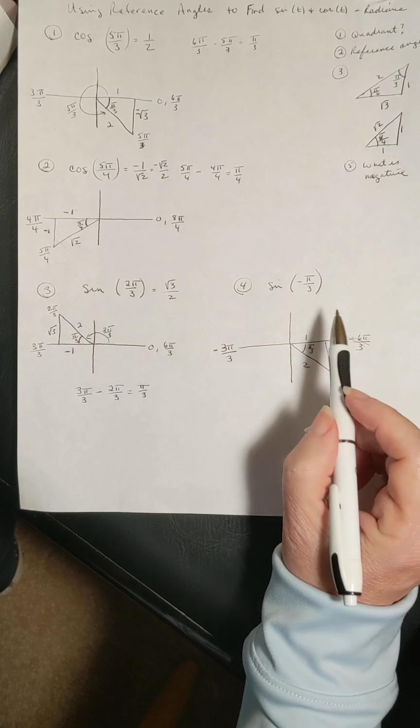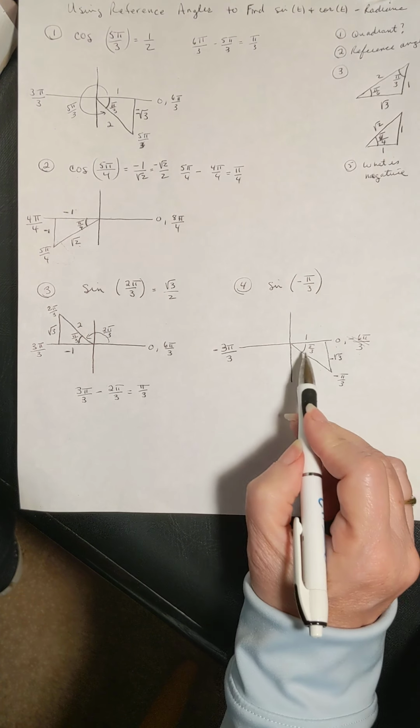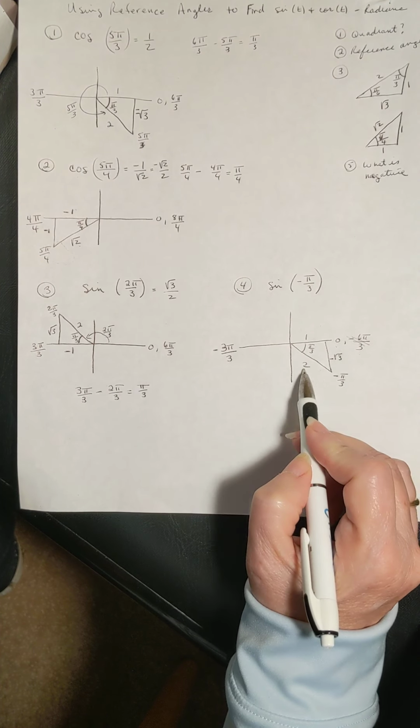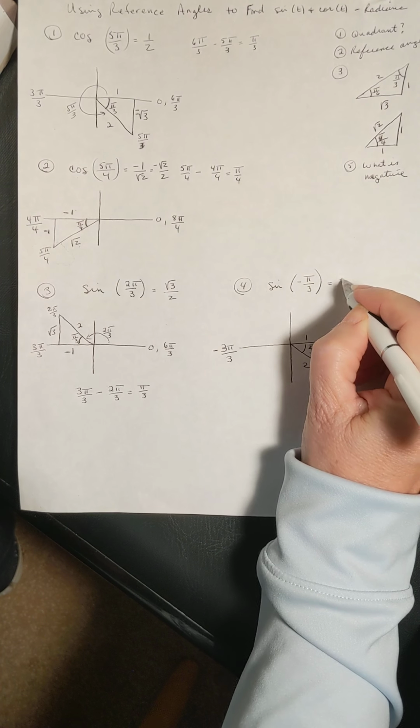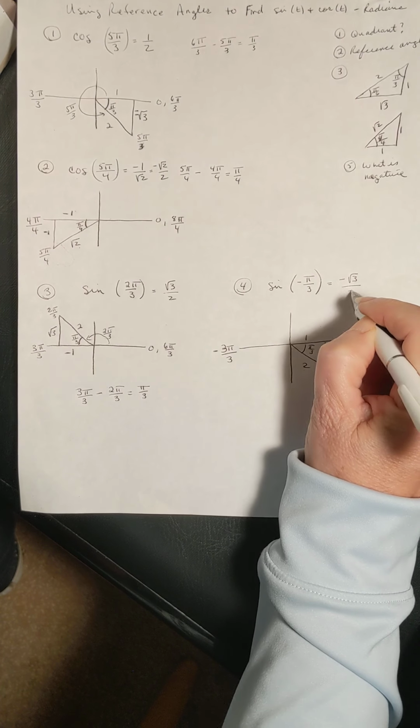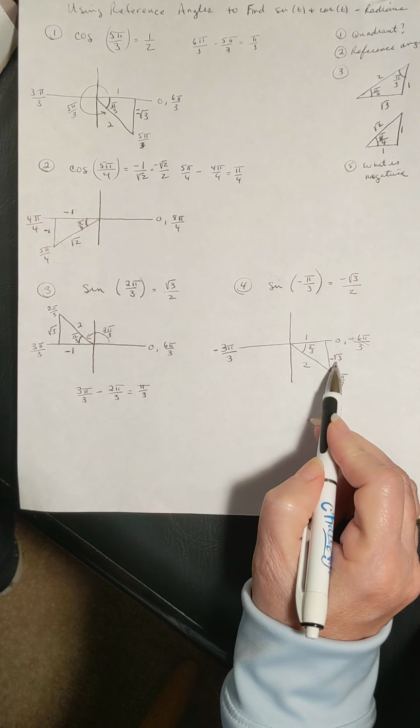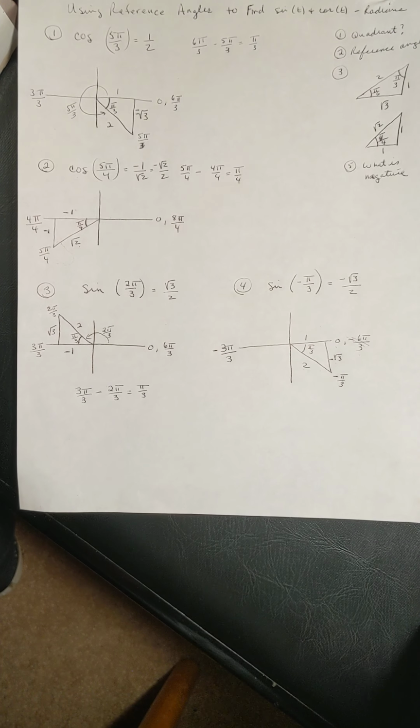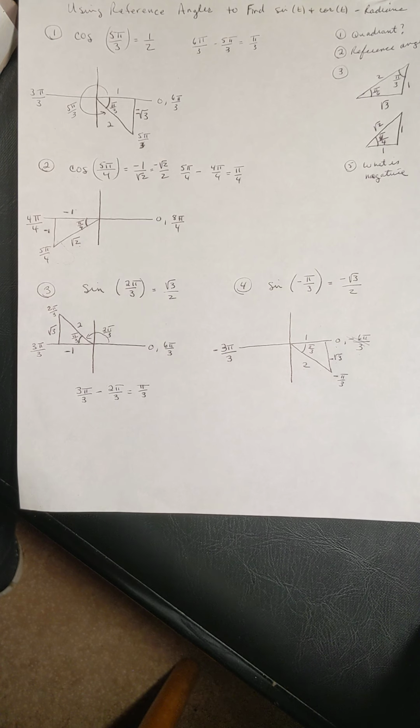All right, and so now what is the sine of negative pi over 3? Would be opposite over hypotenuse, so it would be negative square root of 3 over 2. The opposite is negative square root of 3, and the hypotenuse is 2. So that is how you find sines and cosines using reference angles with radians.